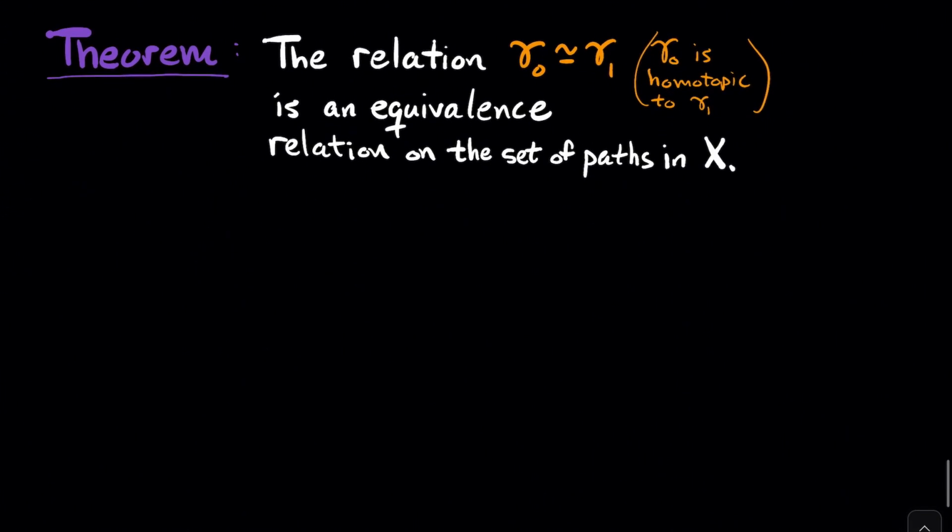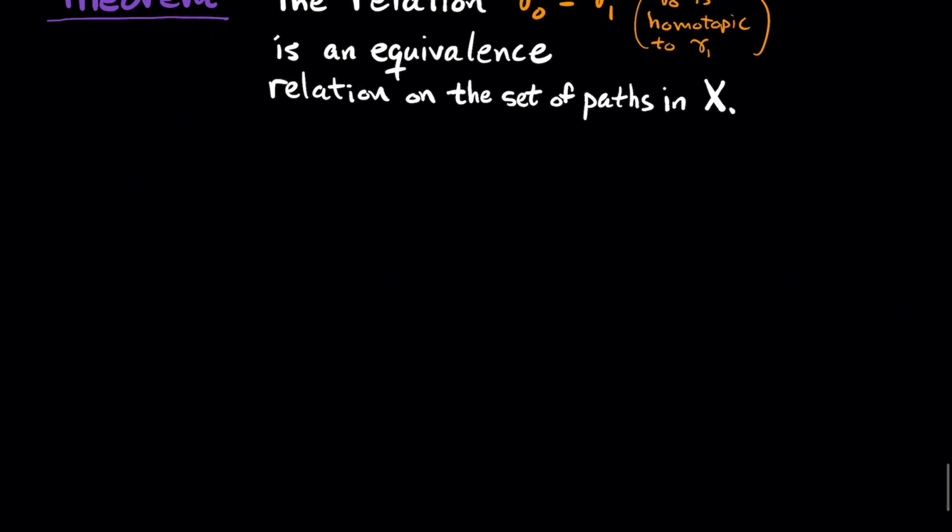All right, so let's look at our first theorem here. The relation that gamma naught is homotopic to gamma 1. Here this squiggly means homotopic. Kind of looks like an isomorphism, but with one less squiggle. We're going to show that this is an equivalence relation on the set of paths in X.